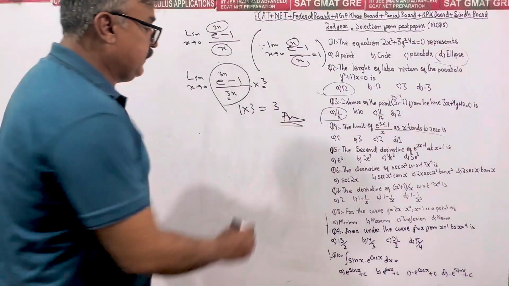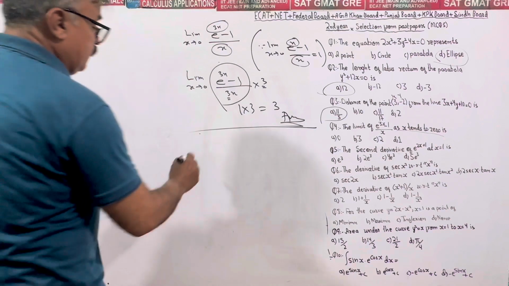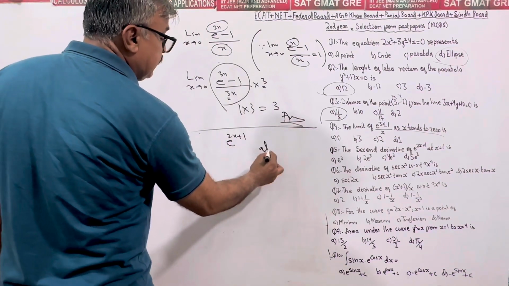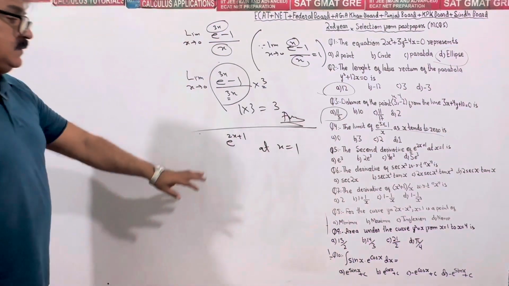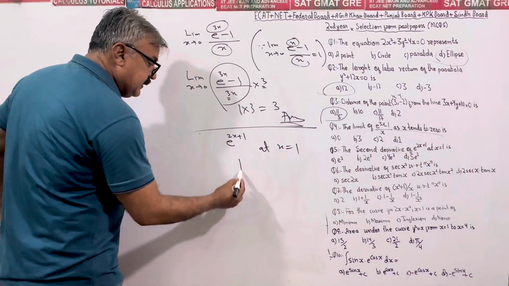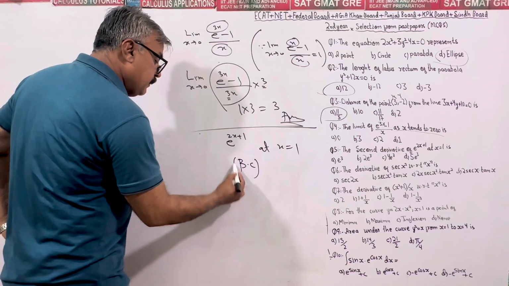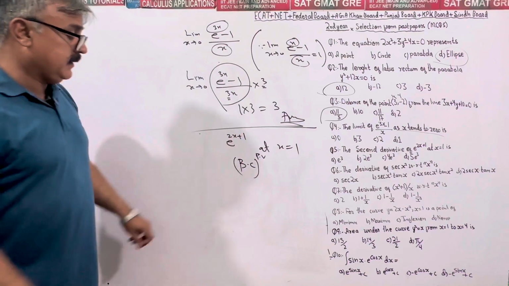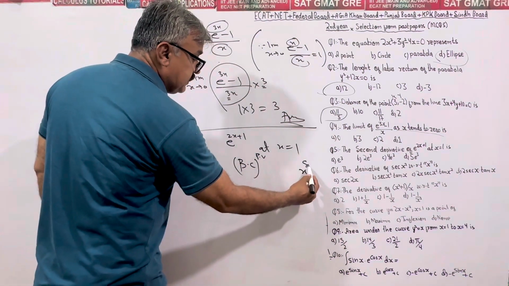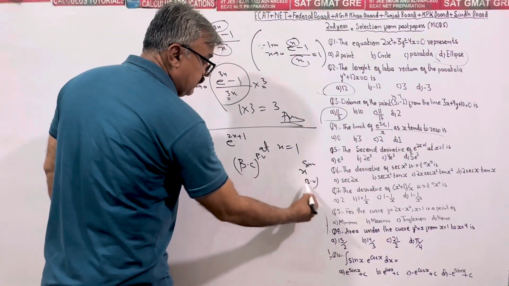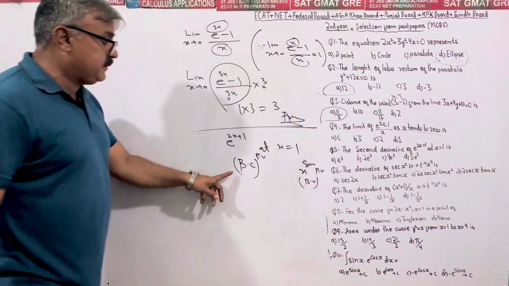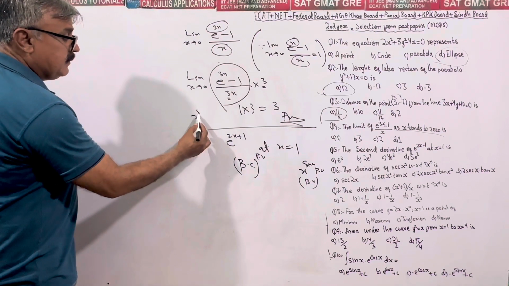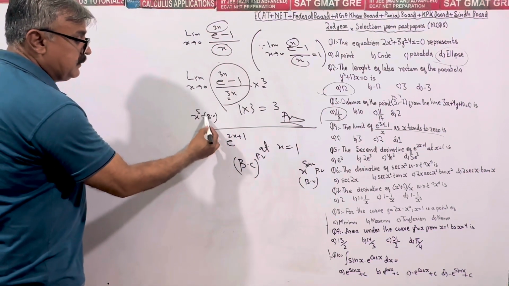Question number 5. The second derivative of e raised to 2x plus 1 at x is equal to 1. I used to call this case base constant power variable. And the other type of questions, I used to call them base variable power variable. Let me give you a good idea. Students mostly are familiar with only this case: base variable power constant.